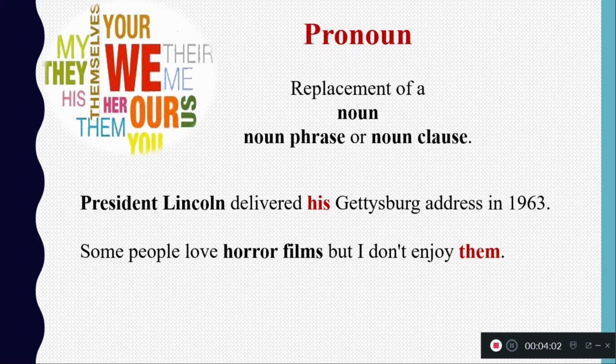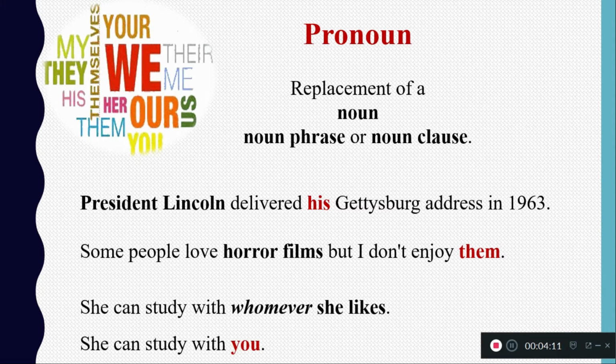Finally, she can study with whomever she likes. She can study with you. You can see the clause whomever she likes is replaced with the pronoun you. So you understand a pronoun can be a replacement of a noun phrase, or a noun clause.